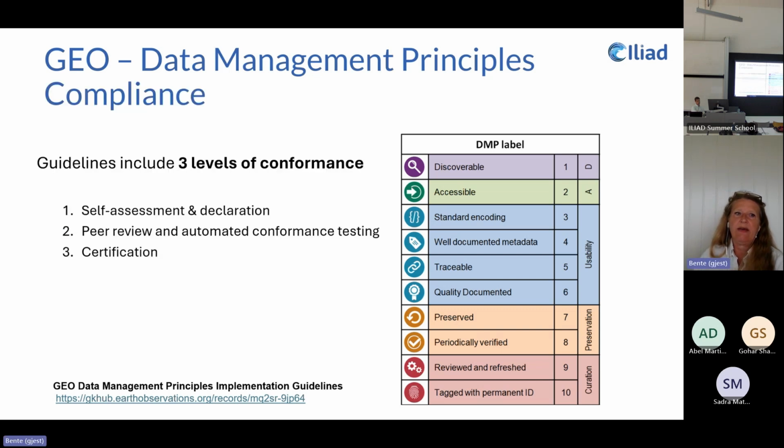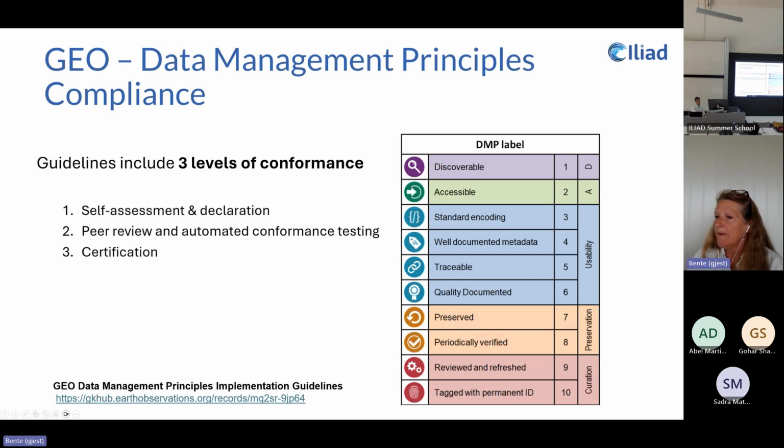Let me see there. Yes. So you would also like to know if you are compliant with these principles. There are 3 levels of conformance. The self-assessment and declaration, so you evaluate yourself and tell the world your finding. Then you can rely on peer review and automated conformance testing. There is some software that does automated conformance testing. And then finally, certification by a third party. So this is a way to check if you are compliant.